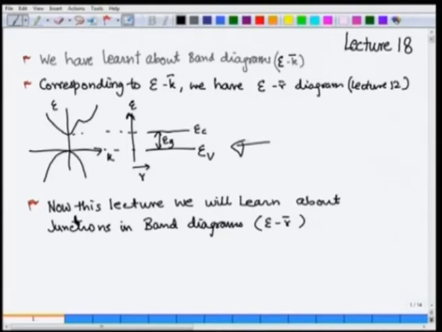And then from this point on, we started deriving the carrier statistics, equilibrium carrier statistics, and we went up to carrier freeze out in the previous lecture. Now we are moving on. What we are going to do in this lecture is learn about junction band diagrams.